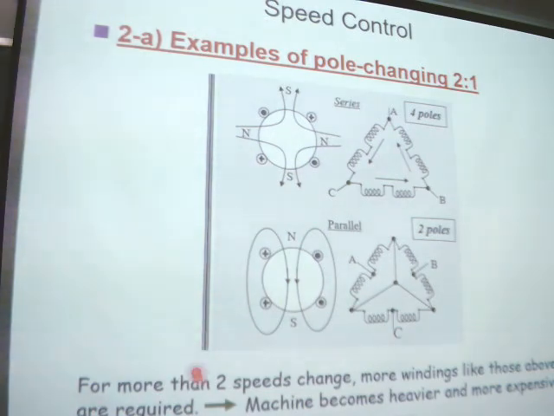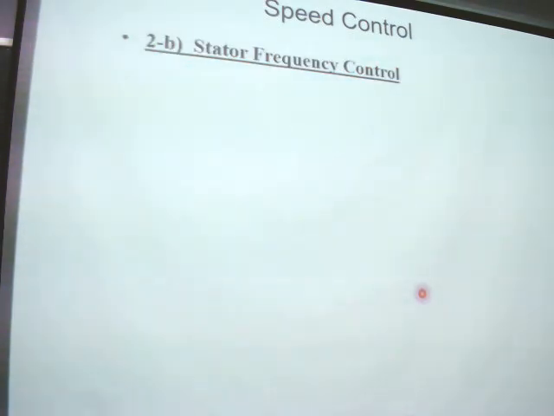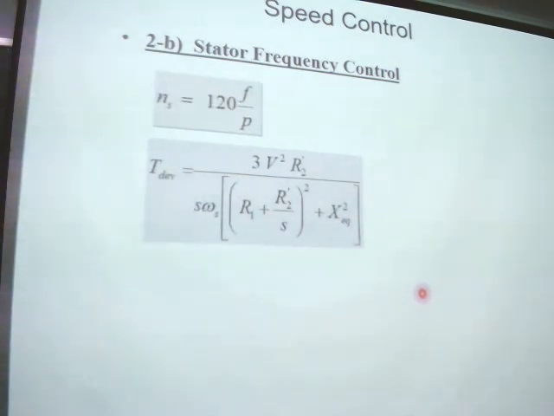So we see here, if we want to have more than two speeds, more windings are required, and the machine becomes heavier and more expensive because the construction of the machine is complicated. A heavy machine, bigger. So an easy method is to change the frequency. An easy method is just to change the frequency.